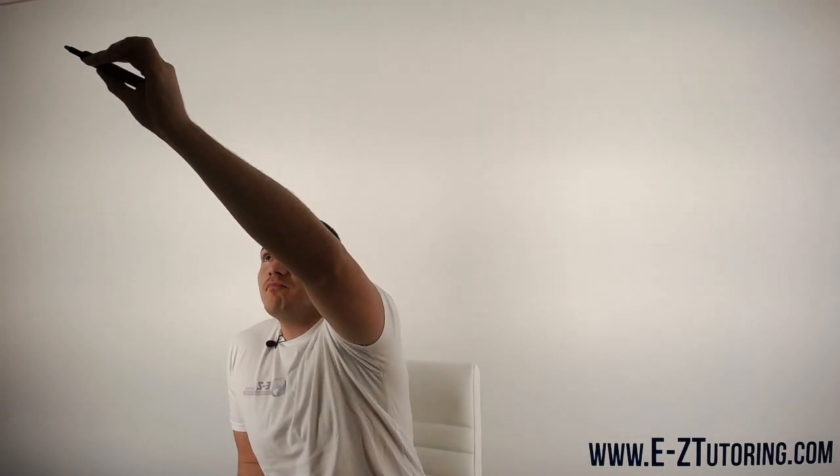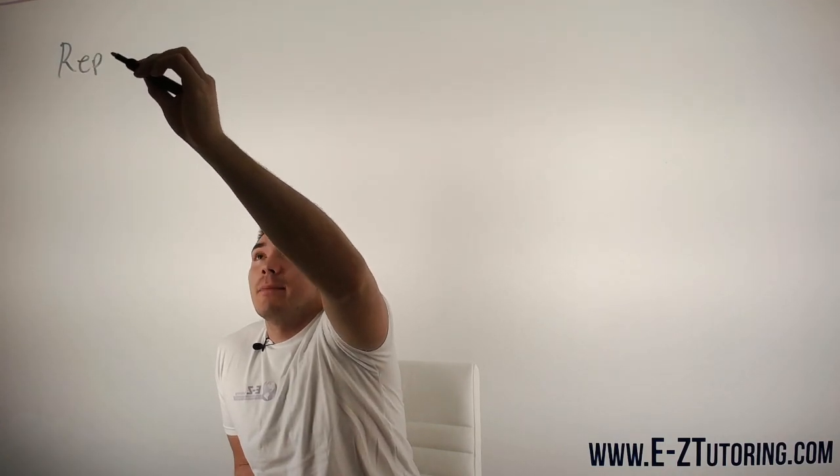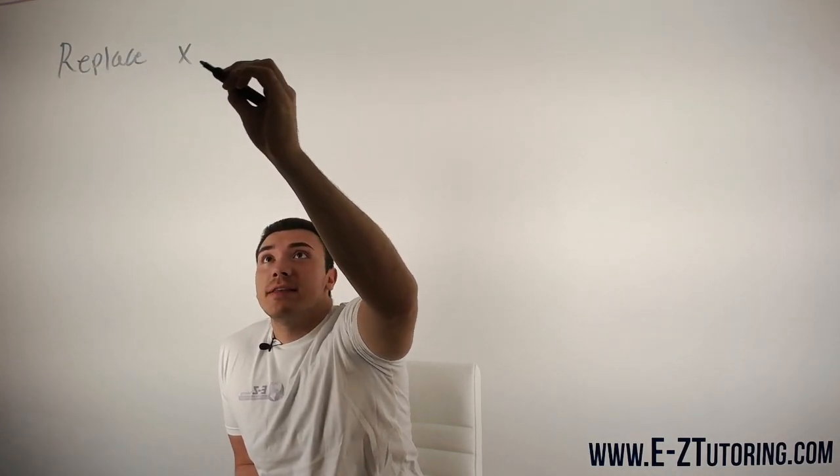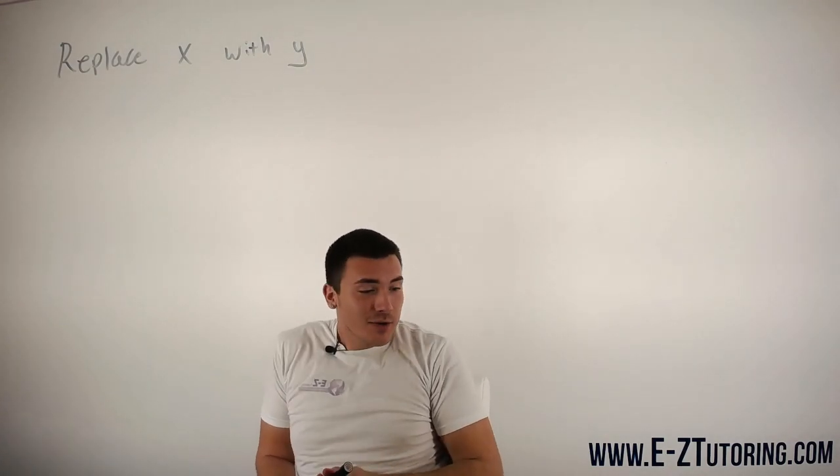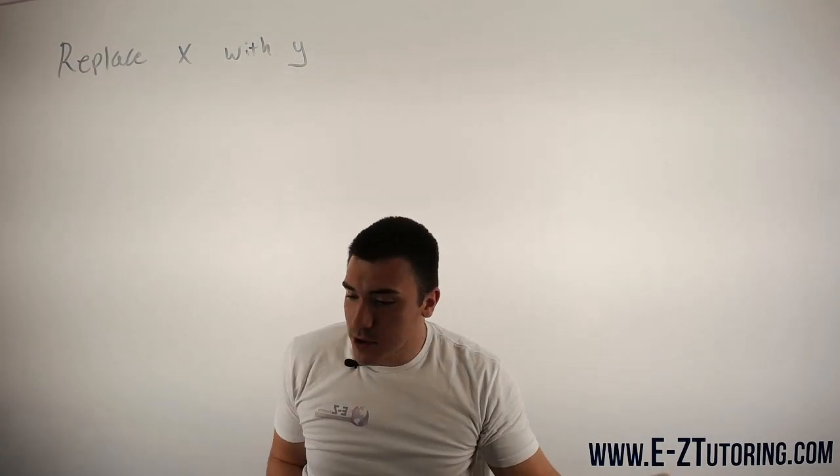Today we're going to cover how to find the inverse of a function. So the first thing I want to say about this is all you need to do is replace x with y. This is your main thing about finding inverses. Replace x with y.